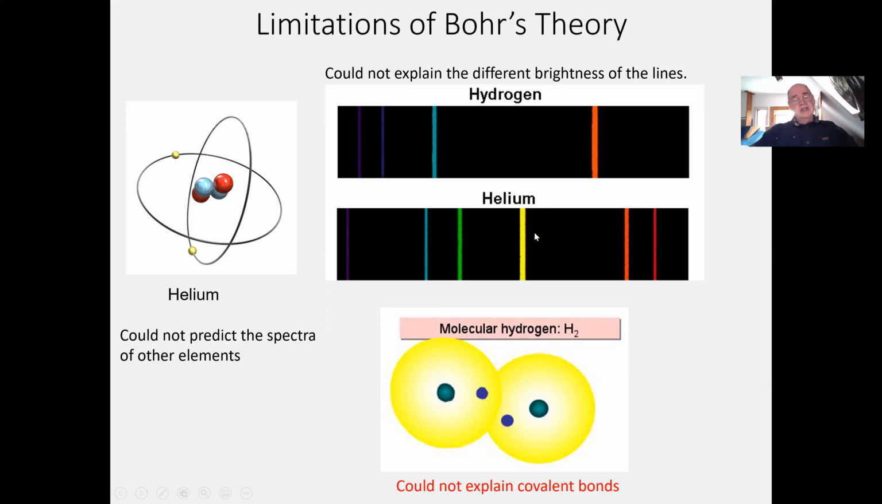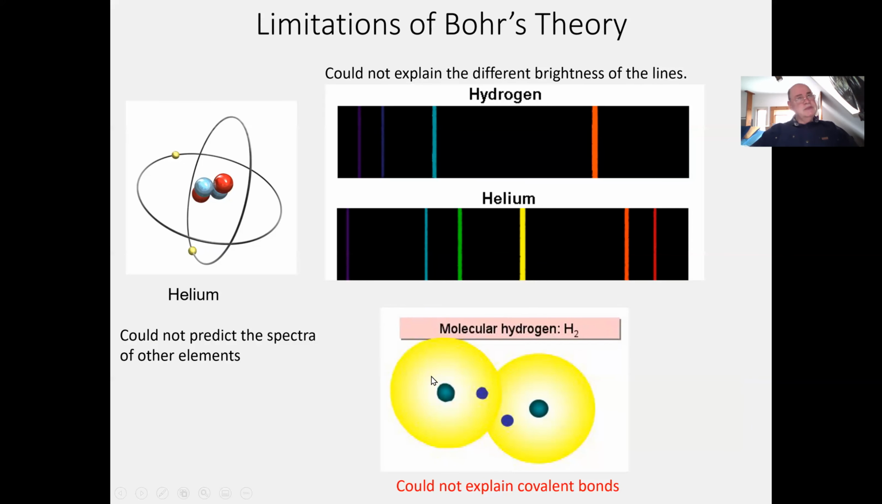Sommerfeld tried to help with his elliptical orbits to give more energies and more sophisticated kinds of energy levels based upon the shape of the orbits, based upon the orientation of the orbits in space, but to no avail. Okay, it just was too complex. Something fundamentally wrong here with this model. It had to change.